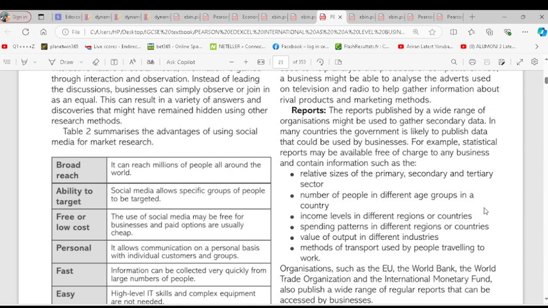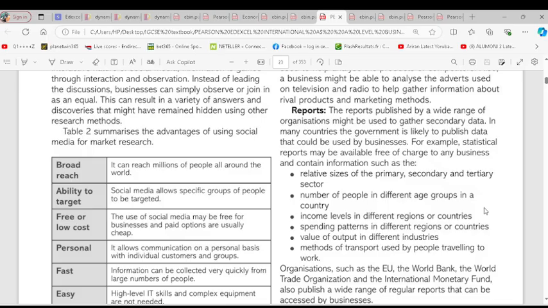With statistical data, you can understand the size of the primary sector, which is agriculture, fishing, forestry, and the secondary, construction, computer accessories, motor manufacturing, motor automation, and the rest. And tertiary sector, you can know more about banking, education, tourism, and the rest. You can get these things through reports.